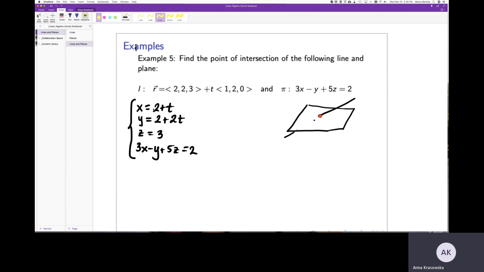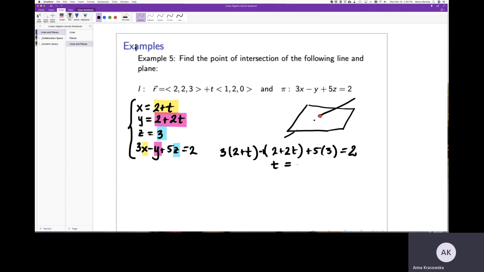You can see that instead of x, we will replace 2 plus t. Instead of y, we replace 2 plus 2t, and instead of z, we will replace 3. If we do that here, it will be 3 times (2 plus t) plus (minus 2) times (2 plus 2t) plus 5 times 3 equal to 2. It's a single equation with one unknown. We just remove the brackets, isolate t, solve it for t.